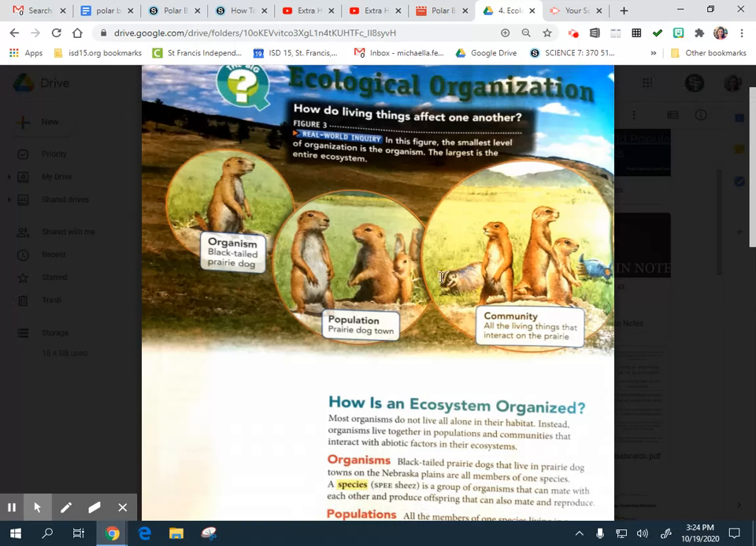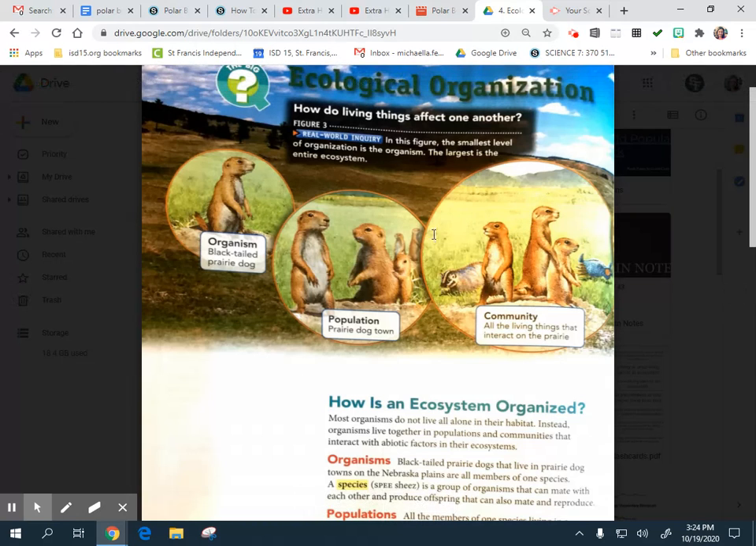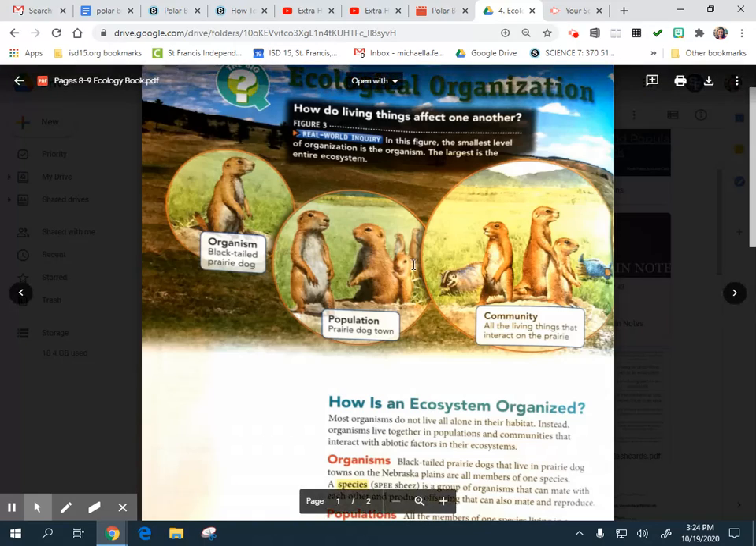So you have on the prairie a population of badgers and a population of prairie dogs and a population of prairie chickens and a population of prairie grasses and everything else that's here. And all of those things together make up the community. So an organism is one, a population is a group of the same kind, and a community are populations of different kinds all together, all living things.